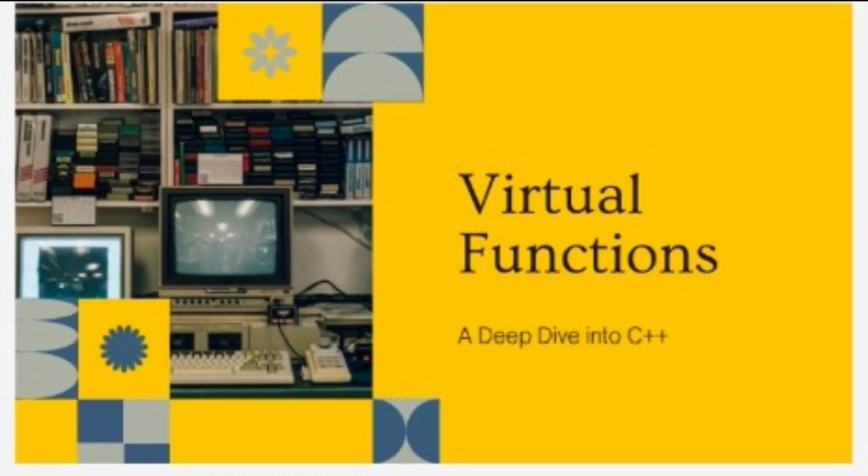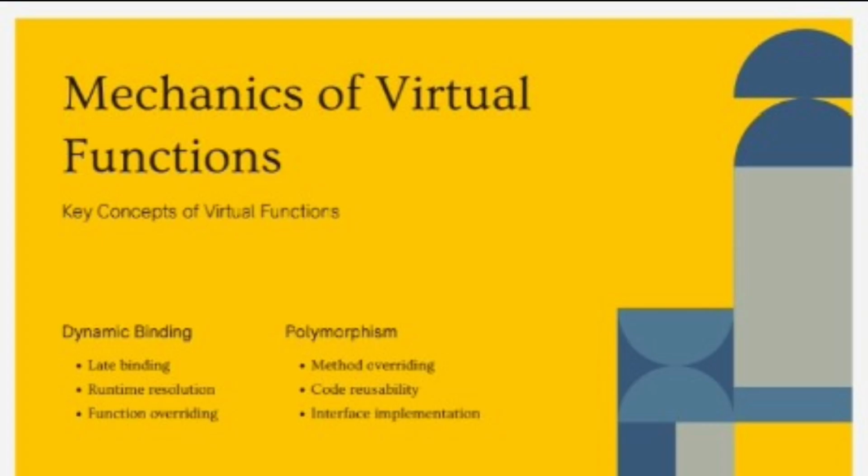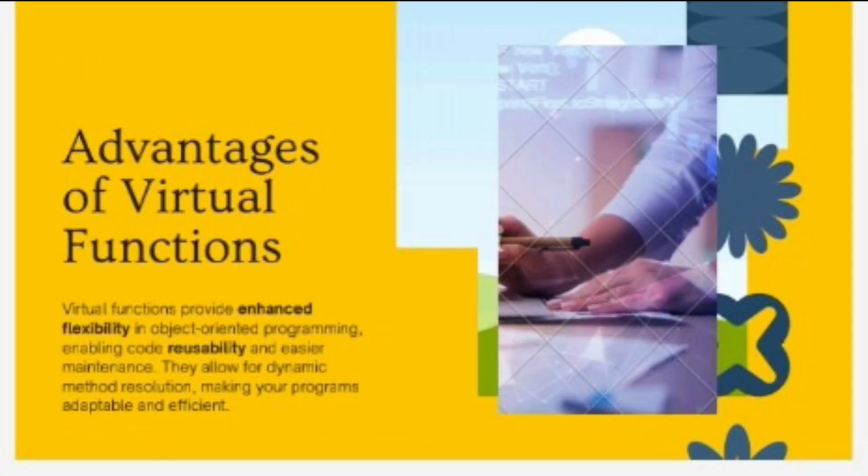The topic is virtual function. Virtual function using C++. The mechanism of the virtual function is two types: dynamic binding and polymorphism. Dynamic binding is late binding, runtime resolution, and function overriding. Polymorphism is method overriding, code reusability, and interface implementation.